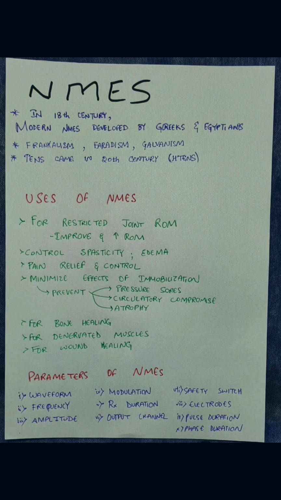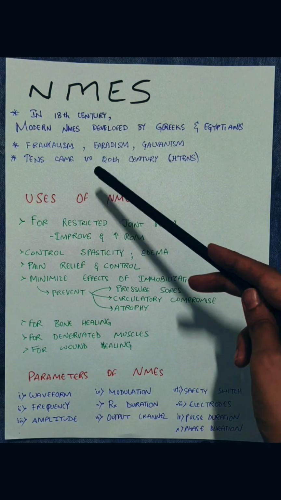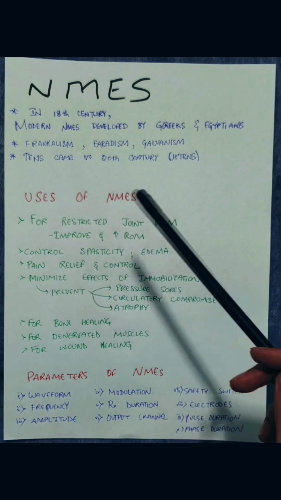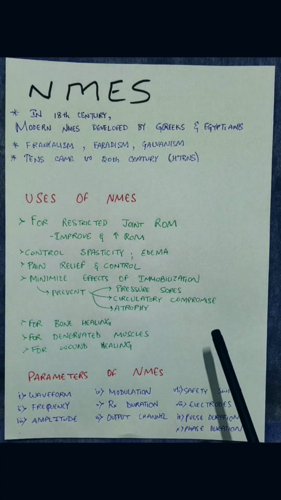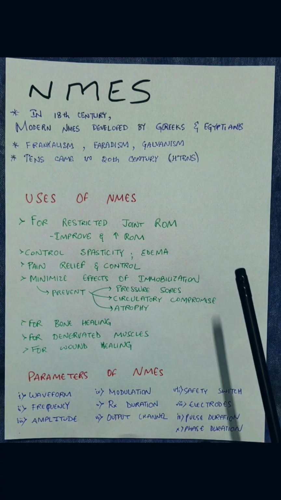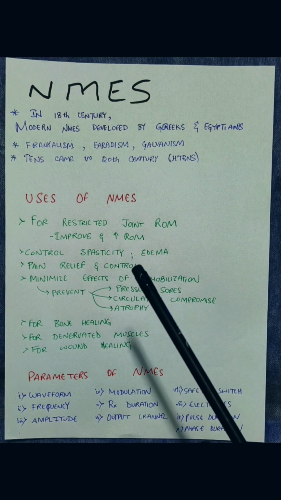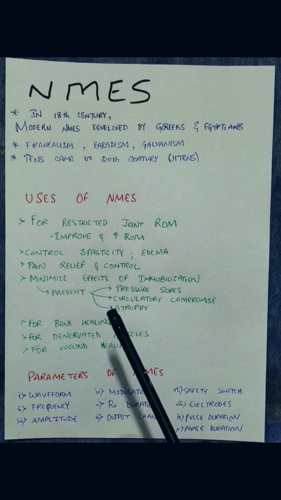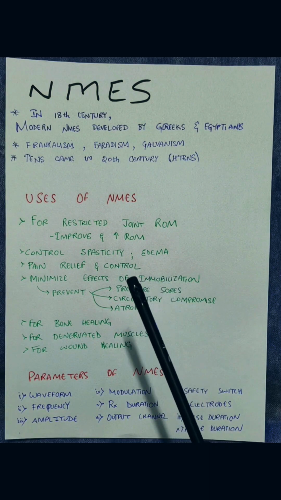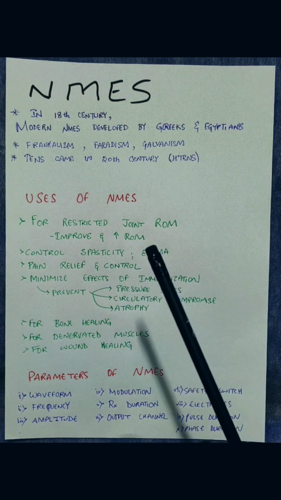Neuromuscular electrical stimulation. In the 18th century, modern neuromuscular electrical stimulation was developed by the Greeks and Egyptians. There was Franklinism, Faradism, Galvanism. In the 20th century, we got TENS, especially high TENS. Neuromuscular electrical stimulation is seen to produce burst modulated, rectangular balanced symmetrical biphasic pulsed current, and rectangular balanced asymmetrical biphasic pulsed current.